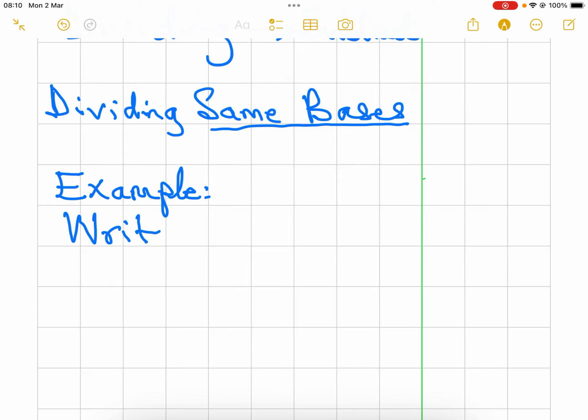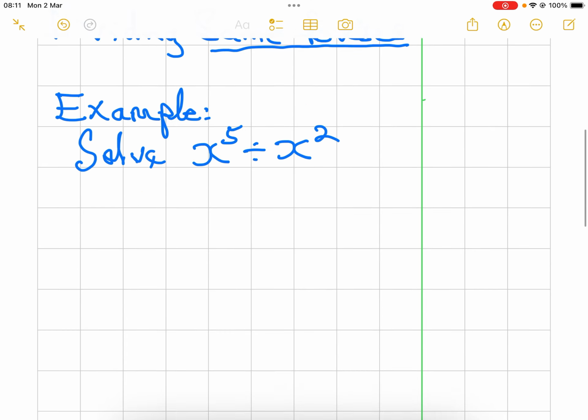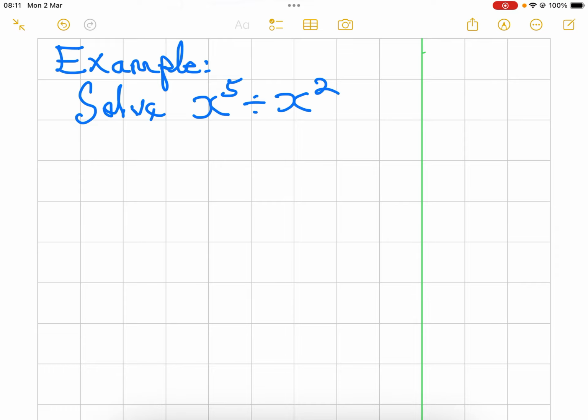Example. Write x raised to power 5 divided by x raised to power 2, or rather expand or solve x raised to power 5 divided by x raised to power 2. Let's expand fully.